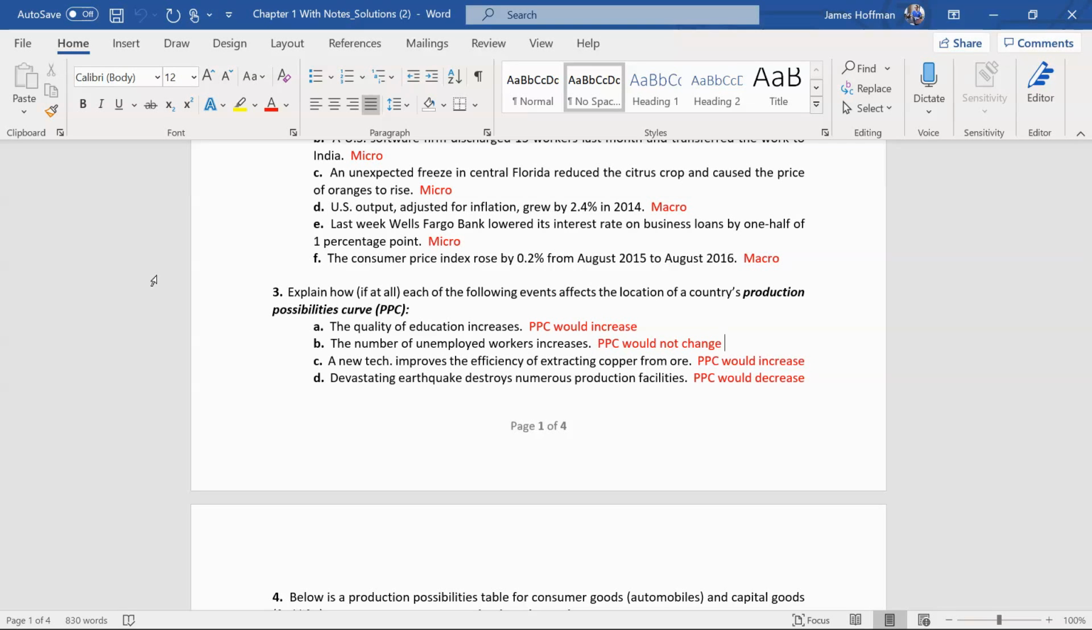So part C is what happens if there's a new technological improvement. A new technology improves the efficiency of extracting copper from ore. So this is essentially a boost in technology. And if there's a technological advance, that's going to, by default, make the production process more productive. So that's going to increase the production possibilities curve. It's going to shift to the right and increase.